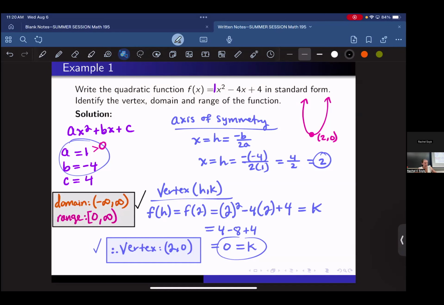Either the lowest point or the highest point. If this is less than 0, your a value, then you're going to be looking at a mountaintop and your vertex is going to be that max.